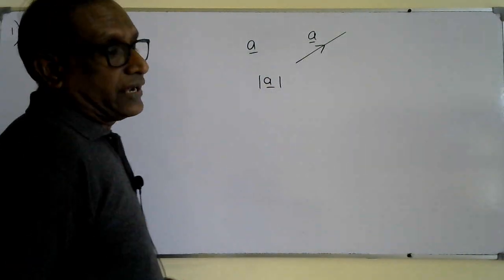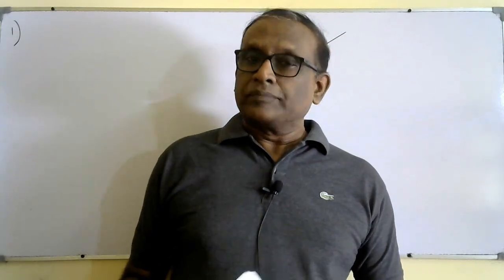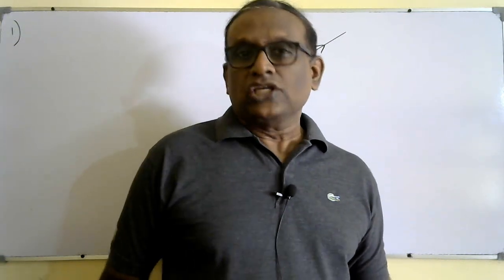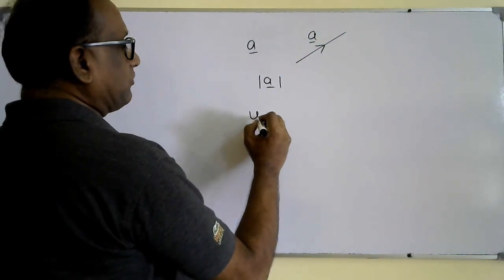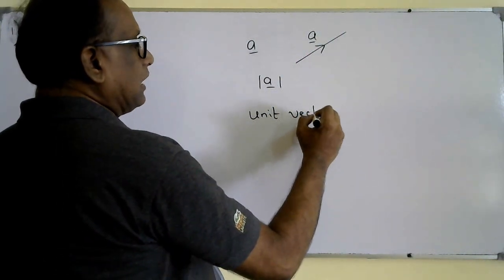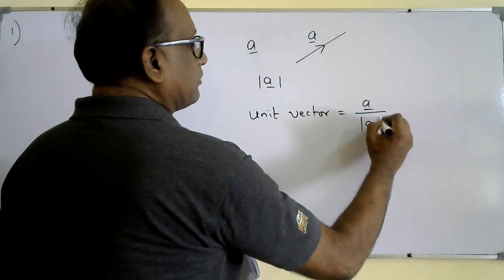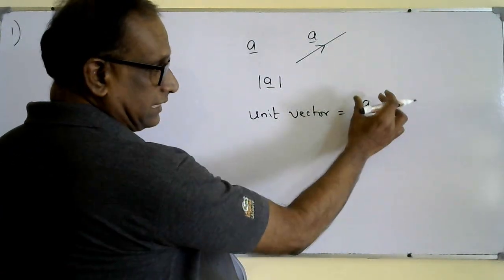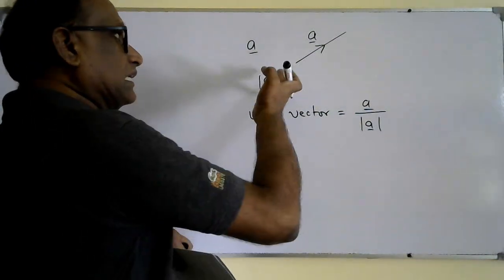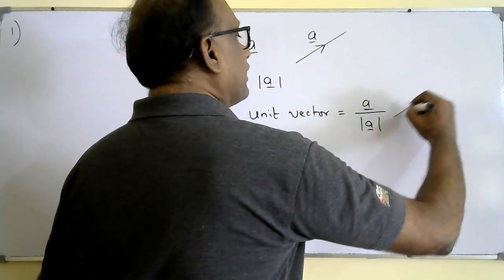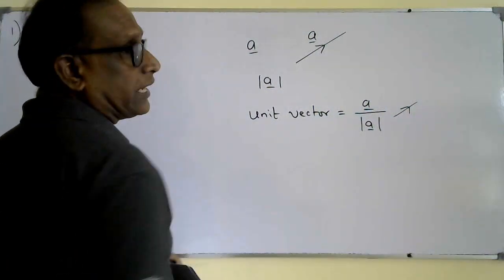Okay, unit vector. What is the meaning of unit vector? It means just one unit for a particular vector. How to find the unit vector along this direction? The unit vector along this direction is given by vector A over magnitude of A. If you divide the given vector by its magnitude, you will get the unit vector along that direction, along the same parallel line. We can say its length is just one unit.